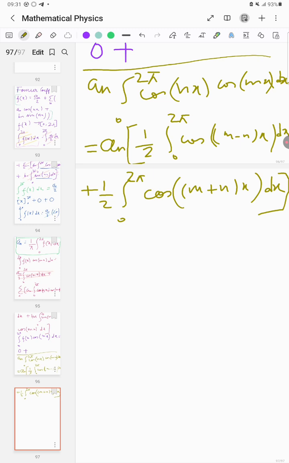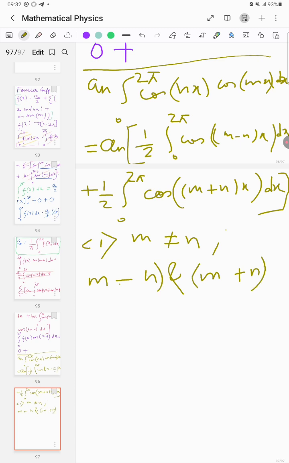Now from here arise a few cases. What are the few cases? For example, case 1. What is case 1? If m is not equal to n, what will happen? When m is not equal to n, then we can say that m minus n and m plus n will not be equal to 0, right?